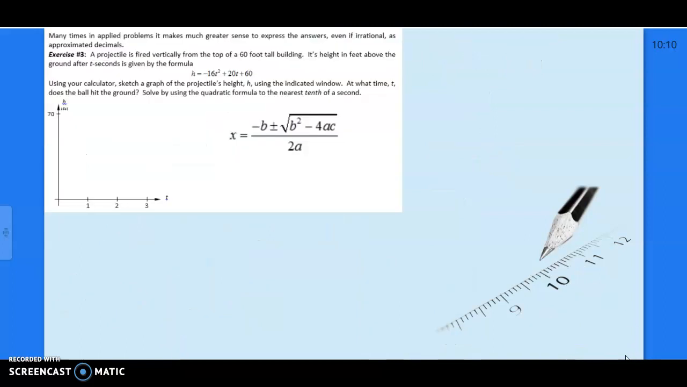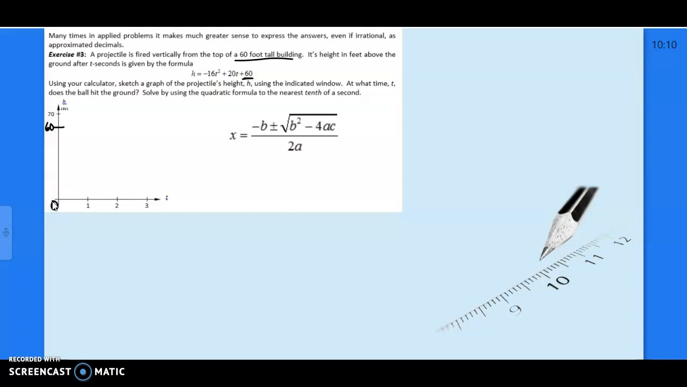Oh, how can we apply this to the real world? Well, let's think of it in terms of a physics problem. We're going to fire something off the top of a building. Now, the building is 60 feet tall, and guess what? Our y-intercept is 60 feet. We can tell it right from the equation. So 60 feet, a little bit below 70. Down here we have 0.